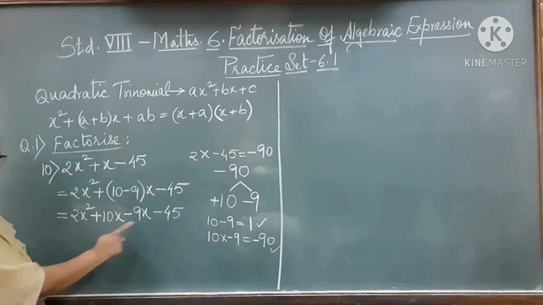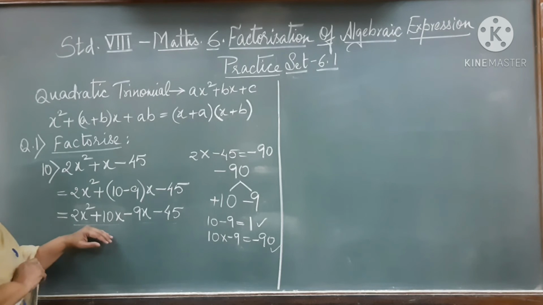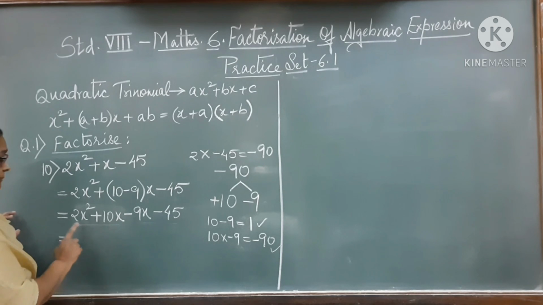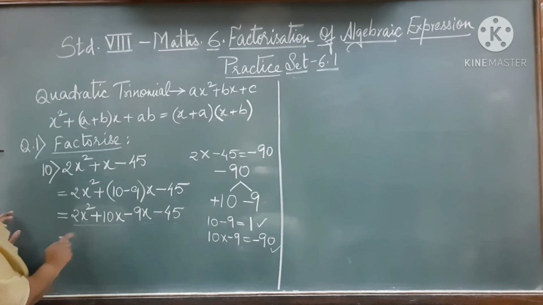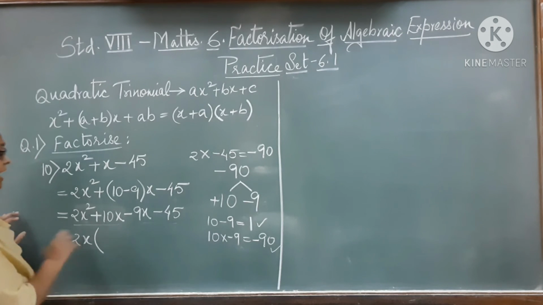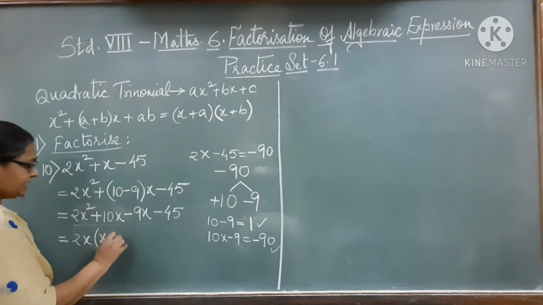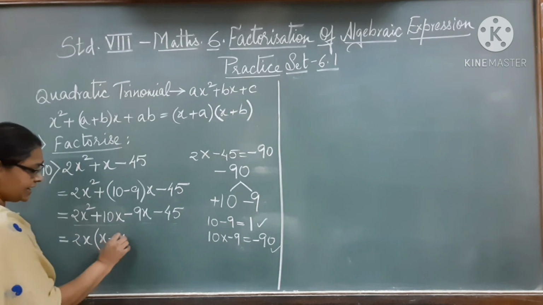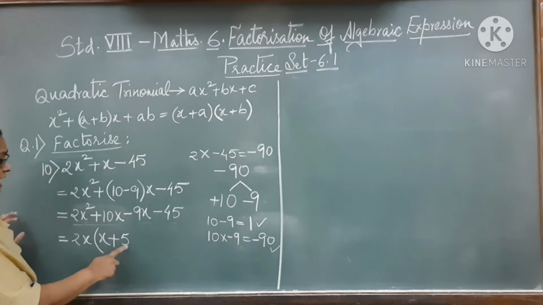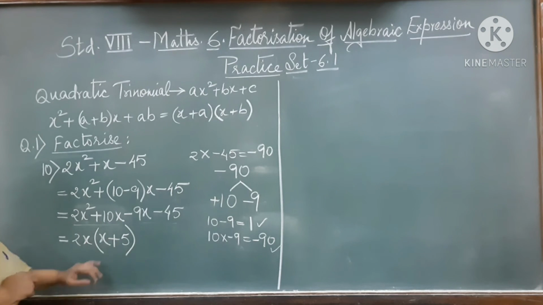Now I got 4 different terms, right? Now let me group them into two groups and find out what is common in the first group. I have multiples of 2 and 10 here. So let me take 2x outside the bracket as a common term, and then 2x into x is 2x squared, plus sign in between. 2 fives are 10, so I write 5, so 2x into 5 is 10x. So x plus 5 I get.